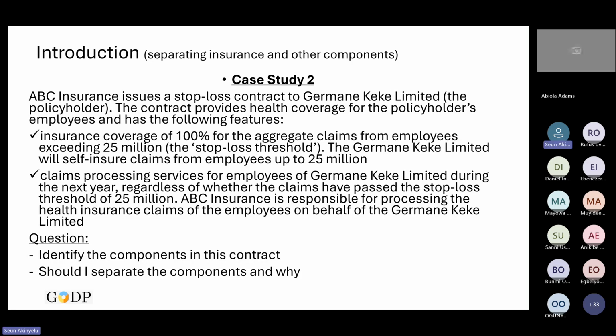Number 2, claims processing service for the employees of Germain Keke Limited during the next year, regardless of whether the claims have passed the stop loss threshold of 25 million or not. ABC Insurance is responsible for processing the health insurance claims of all the employees on behalf of Germain Keke, even if they are not the ones that will pay it. The question is, in this case, should we account for it as one insurance contract, or do we need to break it into its components? What do you think?